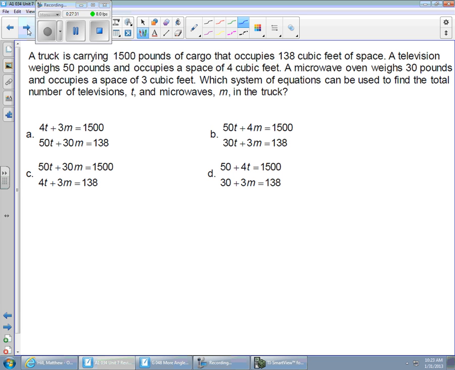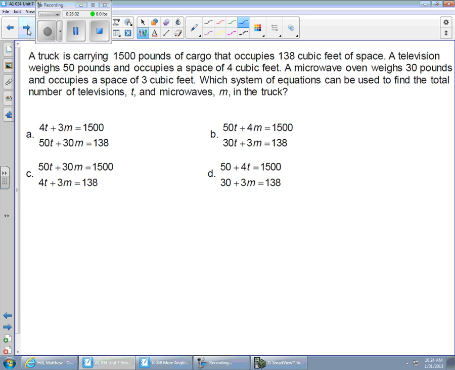A truck's carrying 1,500 pounds of cargo that occupies 138 cubic feet of space. Stopping right there, look at the answer choices. 1,500 and 138. Every single answer choice has 1,500 and 138 in it. You can't eliminate any answer choices that way. A television weighs 50 pounds and occupies 4 cubic feet of space. 50 and 4. Look at the answer choices. Every single answer choice has a 50 and a 4 in it. You can't eliminate any answer choices that way.